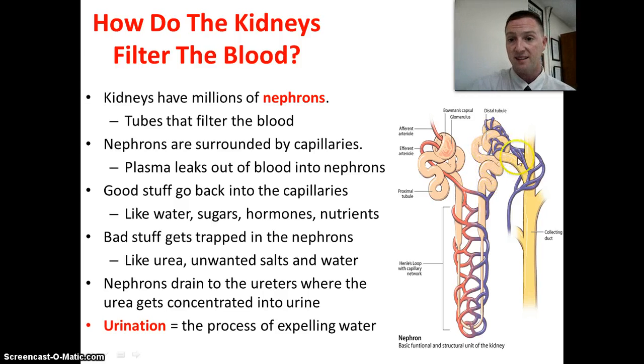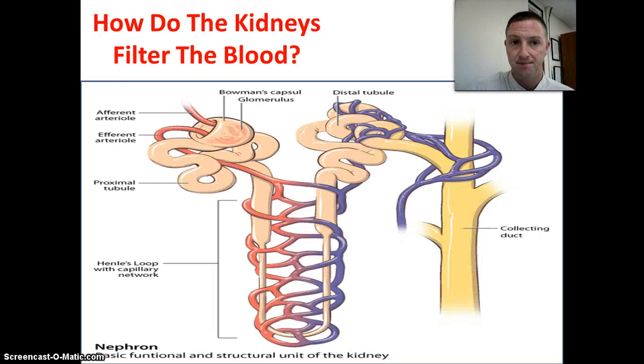The waste products stay in the tube. The good stuff goes back into your circulatory system. So the nephrons act as a filter. They catch the bad stuff and concentrate it in your bladder until you urinate. The process is called urination.